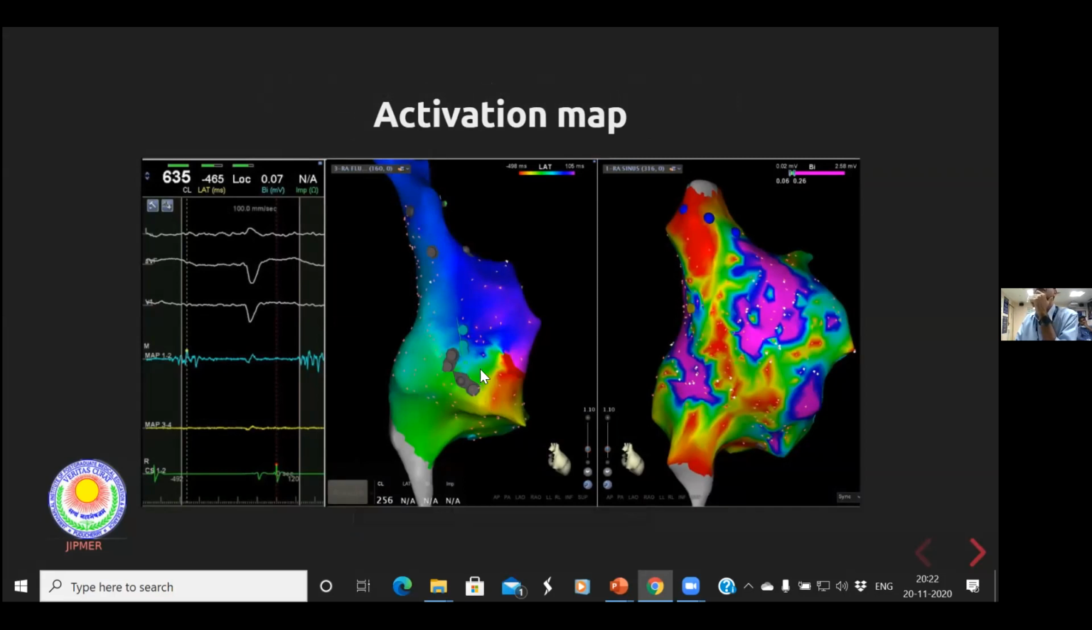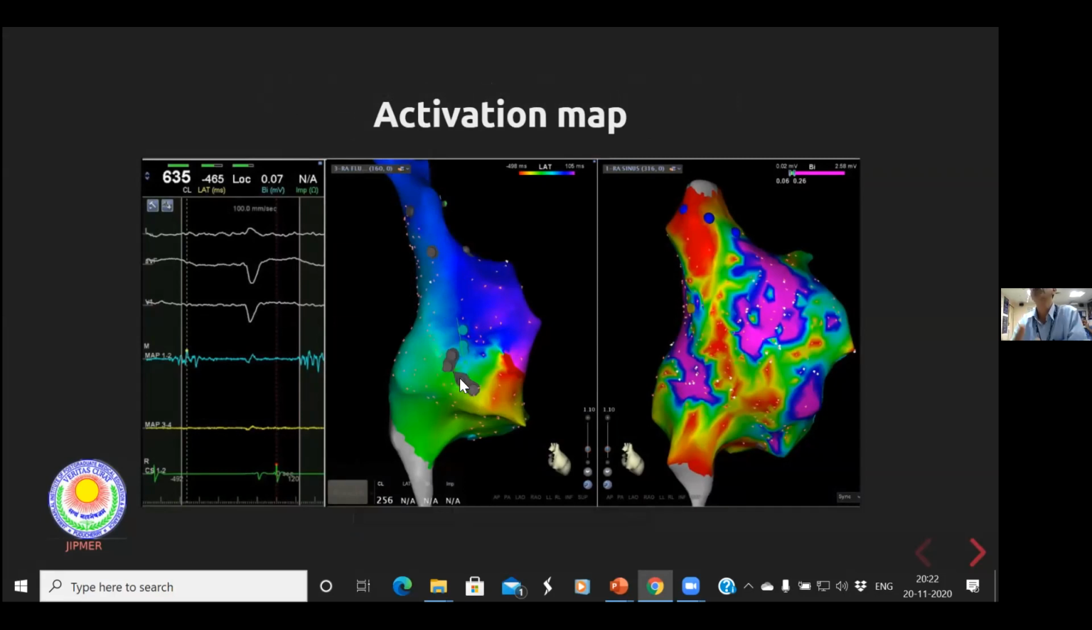Now, in the activation map, first we can see here that we are going from about 500 to 105, that is mapping the whole cycle length of the flutter. If you follow it from red, we go yellow, green, blue, dark blue, and it comes around this. In the activation map itself, we marked a few points where there are no recordable electrograms.